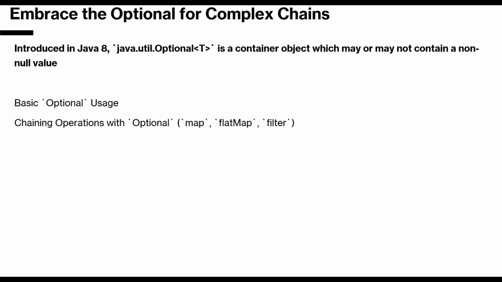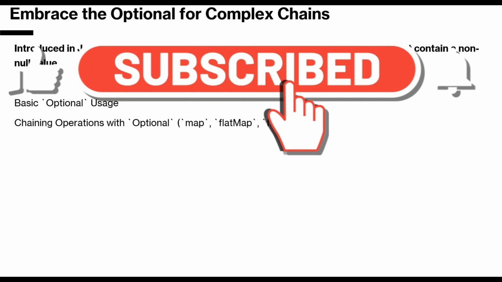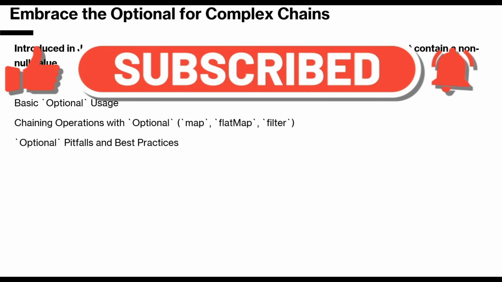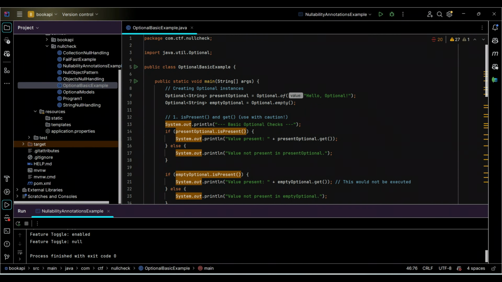We are going to look at the chain of operations with optionals, like map, flatMap, and filter, and then we'll look at the common pitfalls and best practices. Now let's look at an example of an optional.